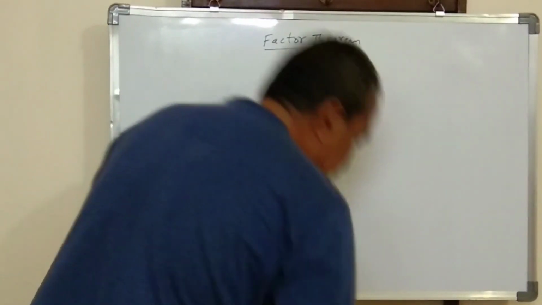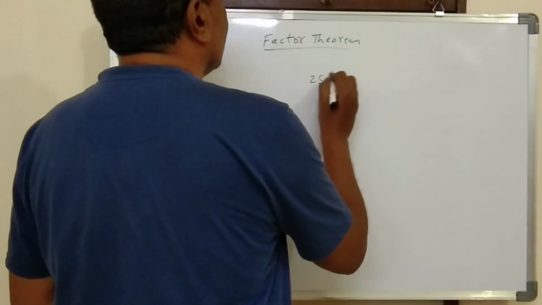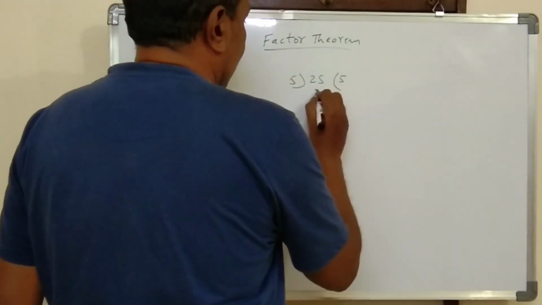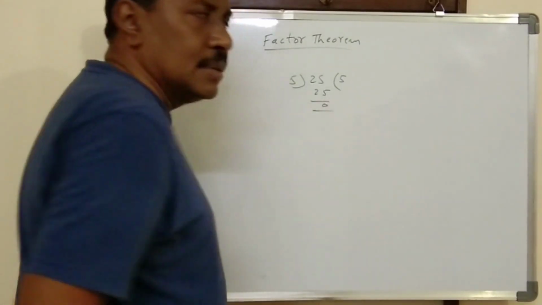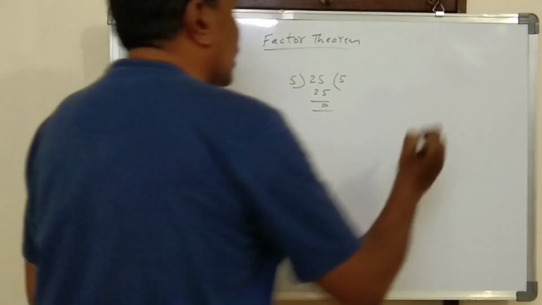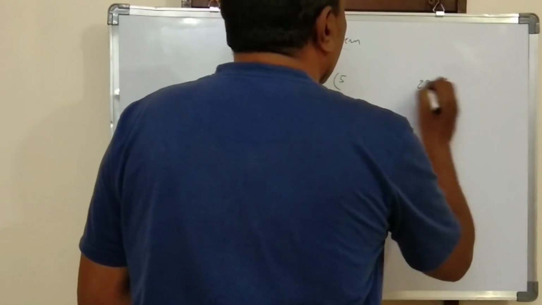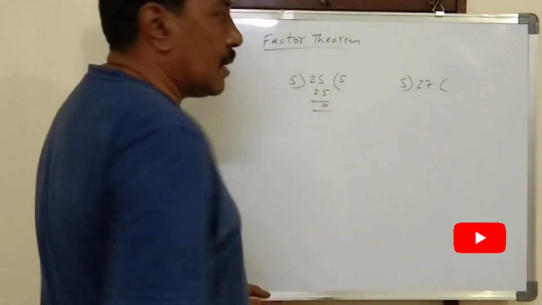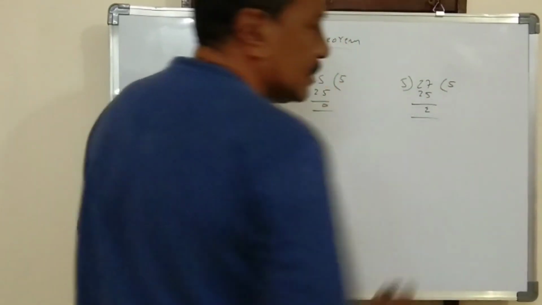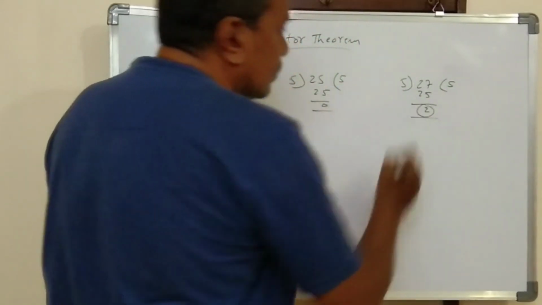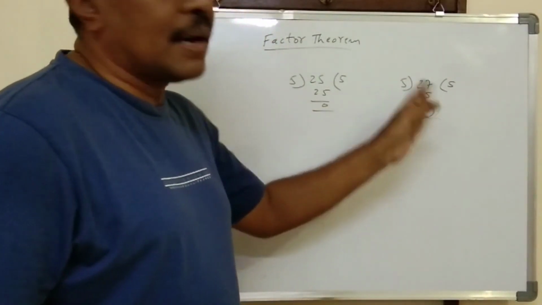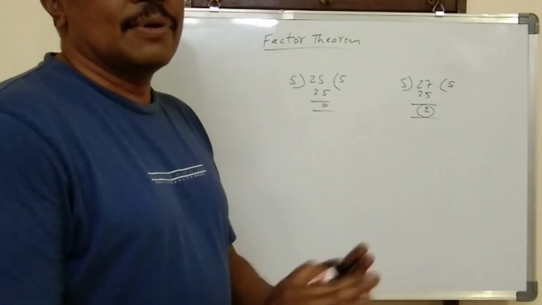A simple example, 25 is divided with 5. 5 5s are 25 and the remainder is 0. So that's why you can say that 5 is a factor of 25. Okay. For example, if you take 27 divided with 5. So 5 5s are 25 and the remainder is 2. So the remainder is not 0. So can you say that 5 is a factor of 27? No. 5 is not a factor of 27.